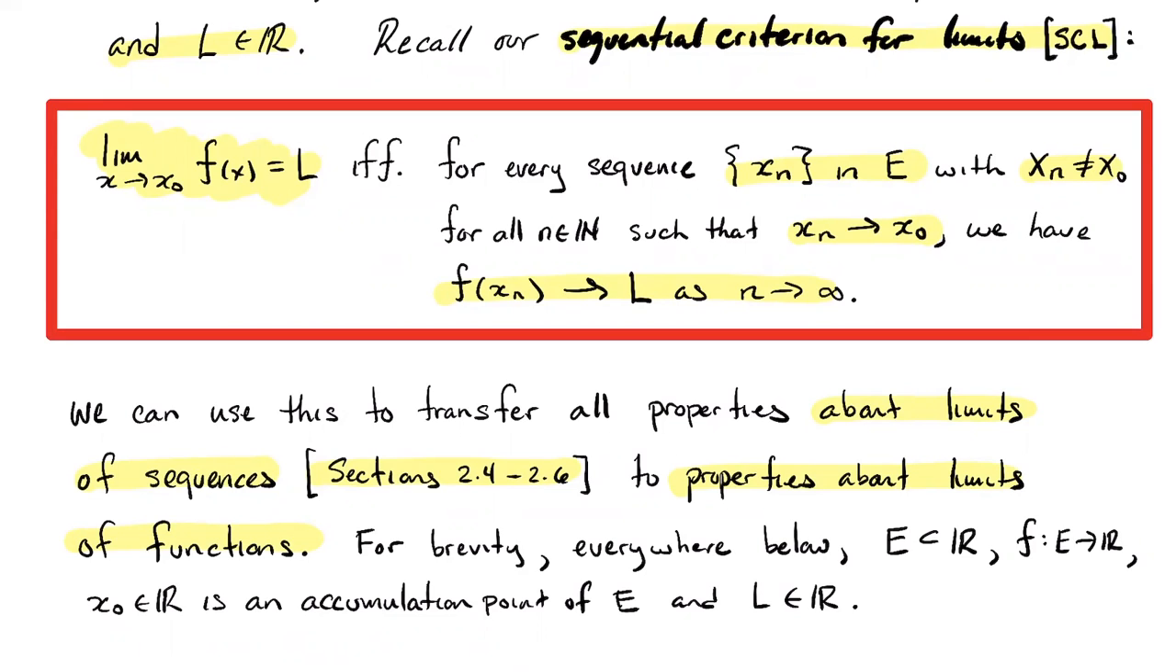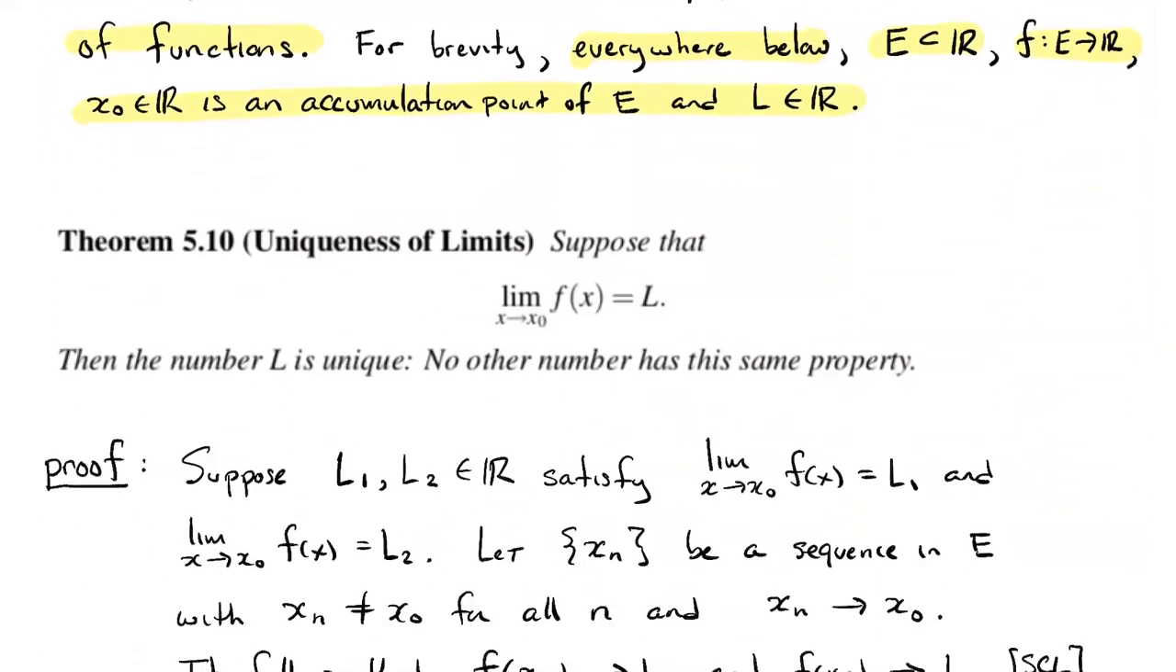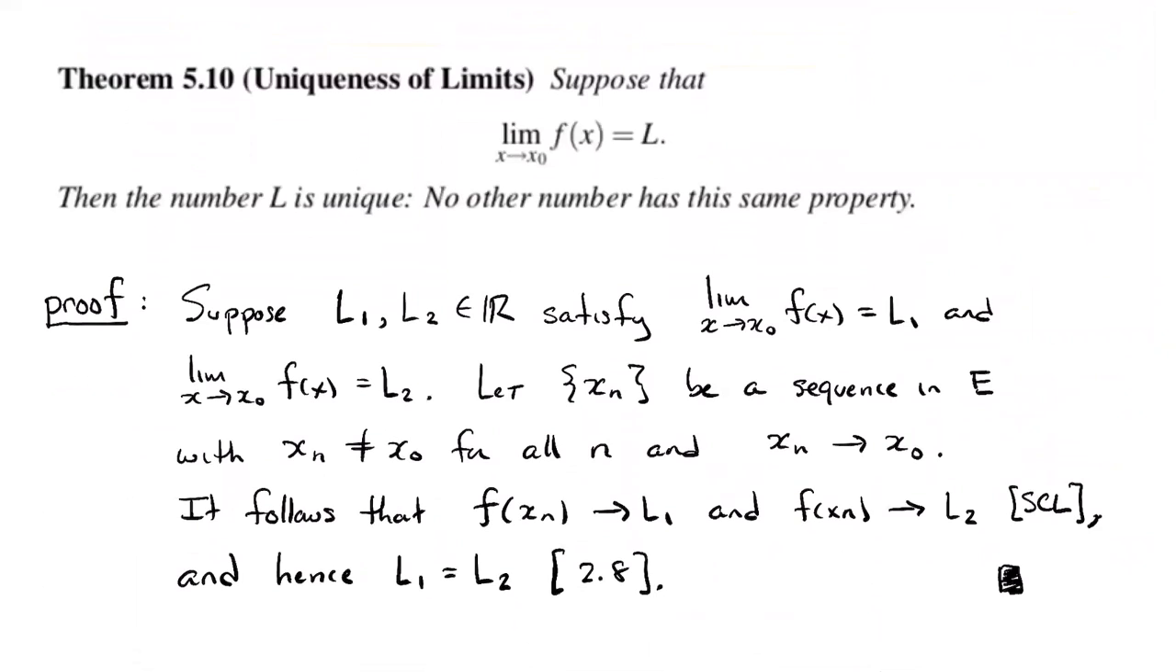Rather than writing it every single time that I have a proof statement about limits, I'm just going to declare once and for all that everywhere in this lecture E is some subset of the real line, f is a function defined on E, x0 is an accumulation point, and L is some real number. So I'm just going to globally quantify those expressions and variables once and for all to avoid repetition and make the exposition of the video a little bit cleaner. Okay, so let's take a look at our first result.